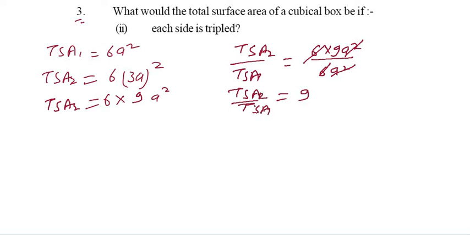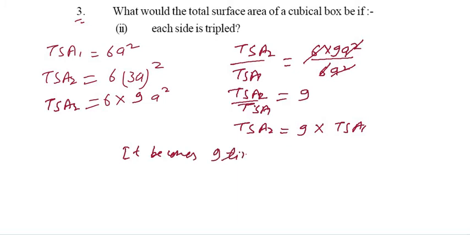TSA1. So you can say TSA2 is equal to 9 times TSA1. So you can say it becomes 9 times. Now come to the next question.